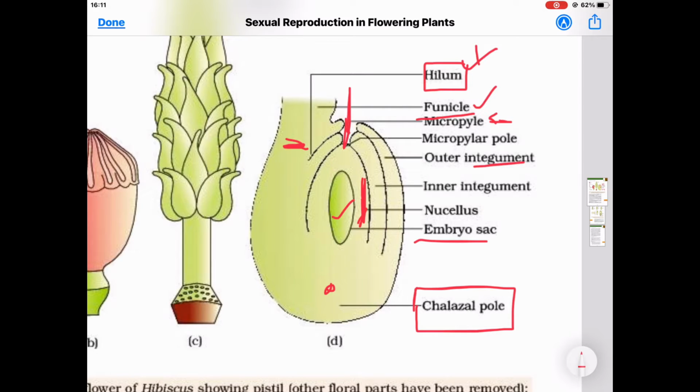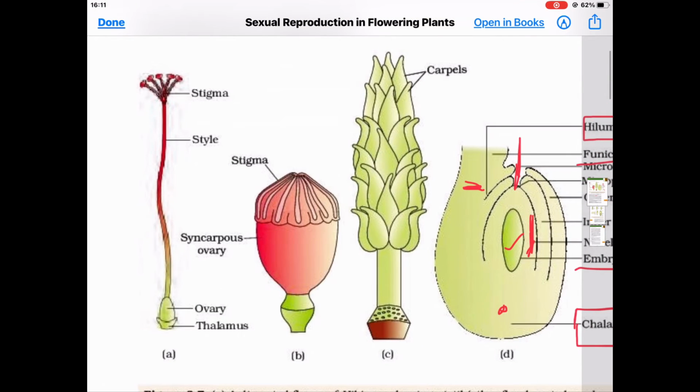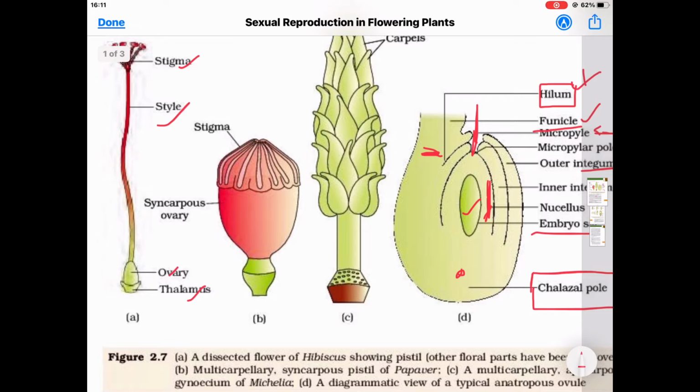Watch the diagram, figure 2.7. They have in the first A diagram a dissected flower of hibiscus showing pistil. Stigma, style, ovary, thalamus is shown here in this diagram. B diagram, it shows a multicarpellary syncarpous pistil of papaver. Papaver plant की जो ovary है, many ovaries हैं, that is why multicarpellary. Many ovaries are present, that is why the term multicarpellary. Syncarpous means all the ovaries are fused.